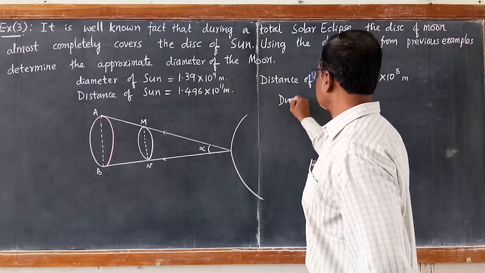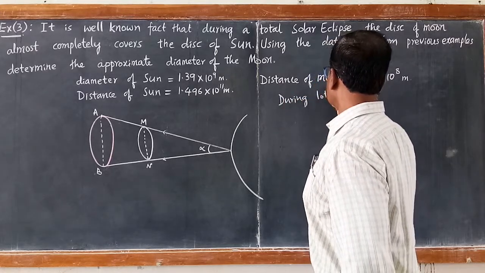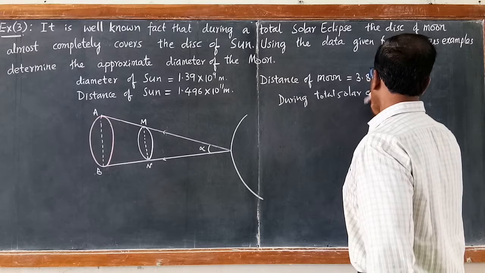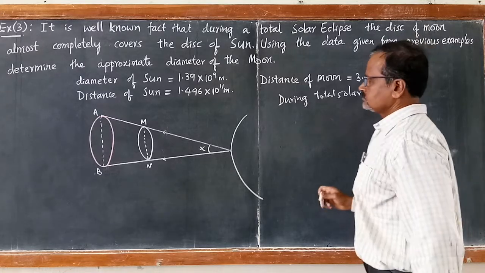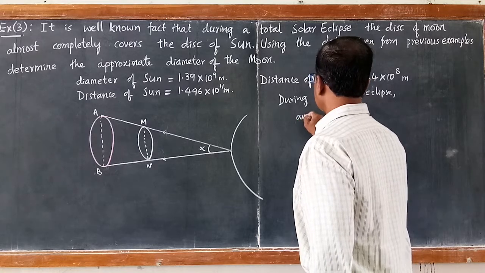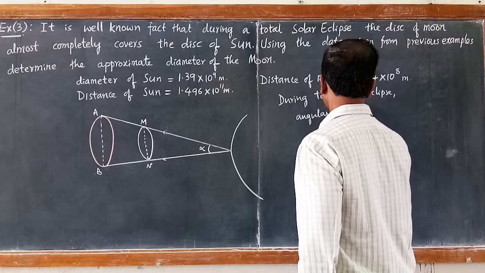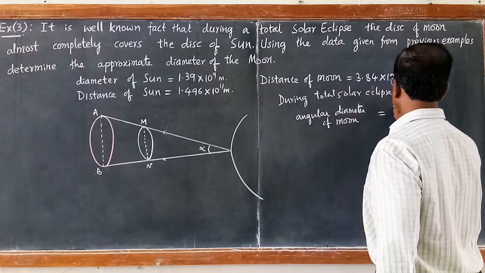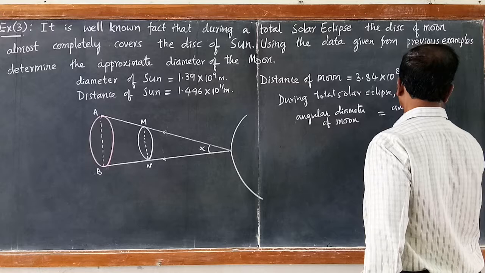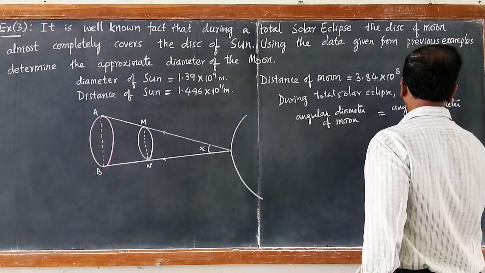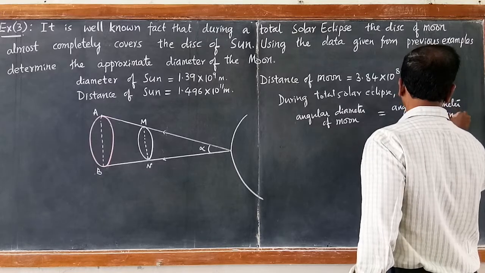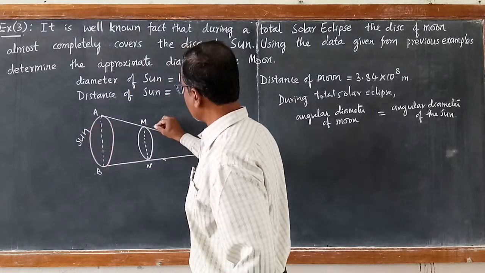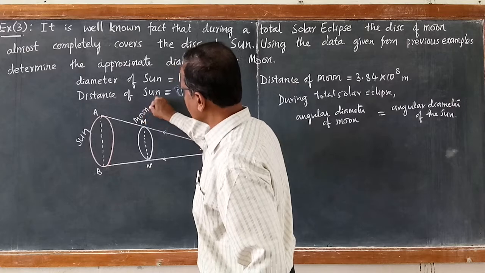During total solar eclipse, angular diameter of moon becomes equal to angular diameter of the sun, because the entire disk of the sun is covered by disk of moon during solar eclipse.